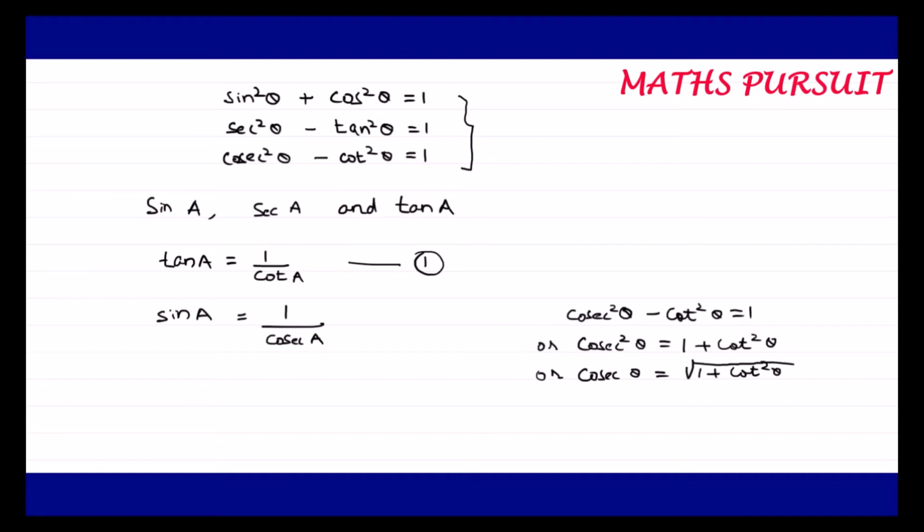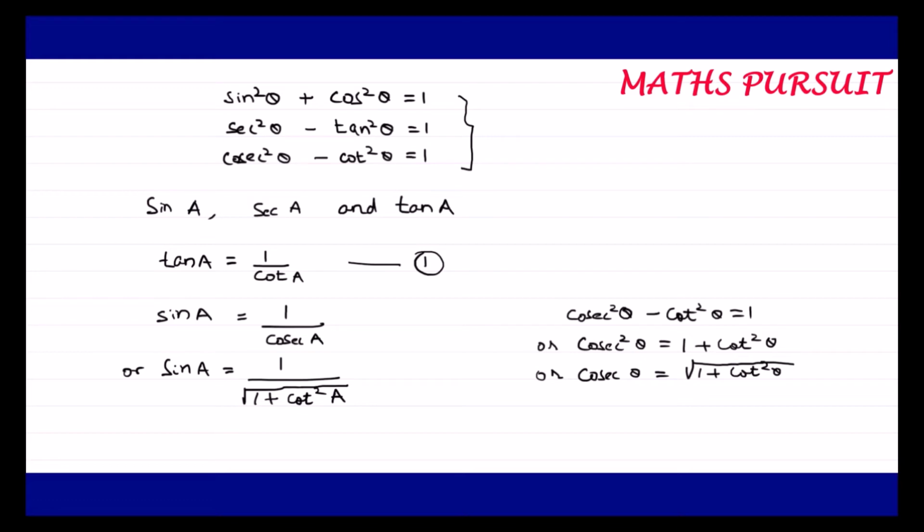And I'm considering this as positive because we are always assuming that theta lies between 0 to 90 degrees, that is, an acute angle. So what we got is cosec theta is equal to the root of 1 plus cot square theta. Let us use that here. So I can write sin A is equal to 1 upon the root of 1 plus cot square A. So this is what we got, and this is what the question asked us to find.